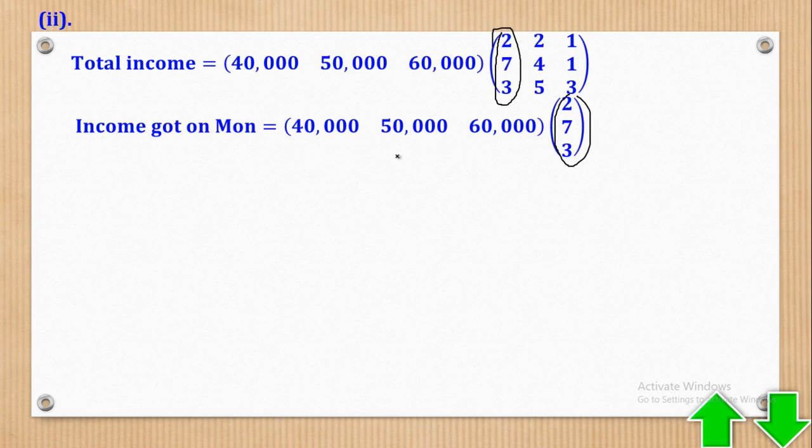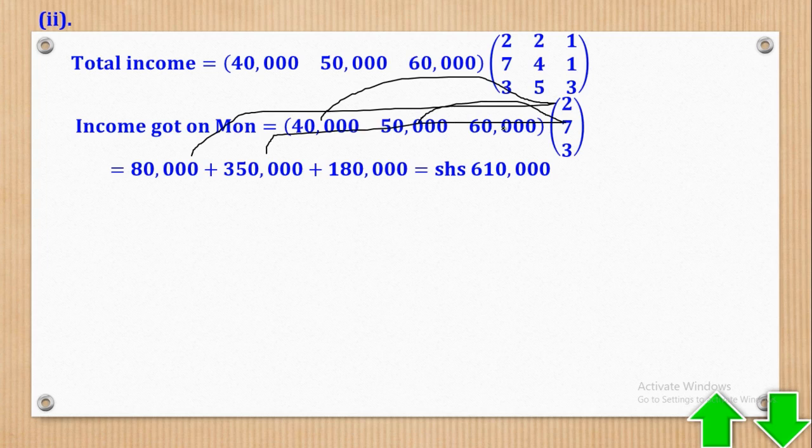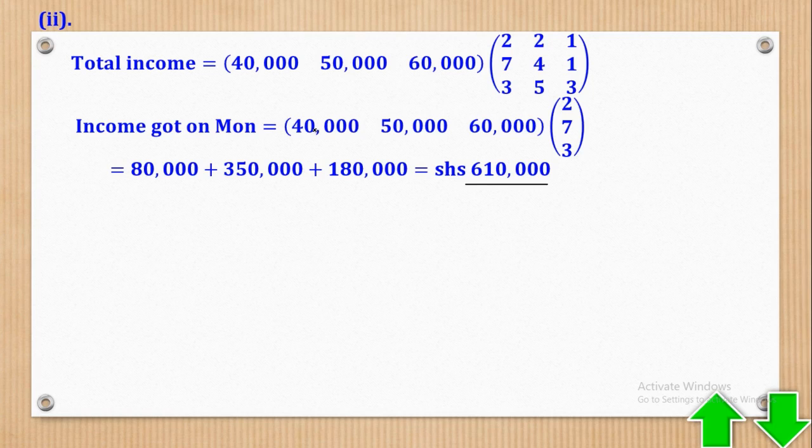So income got on Monday, it will be this row by column. Therefore, when I multiply row by column, I'll say 40,000 times 2 to give me 80,000, 50,000 times 7 to give me 350,000, 60,000 times 3 to give me 180,000. So when I add everything, I'll come up with 610,000 shillings. So that will be the income got on Monday.